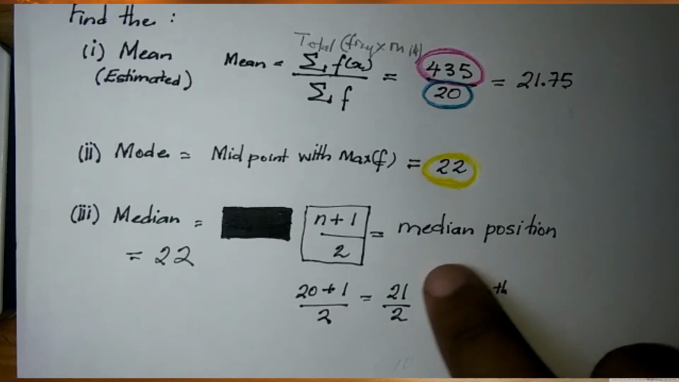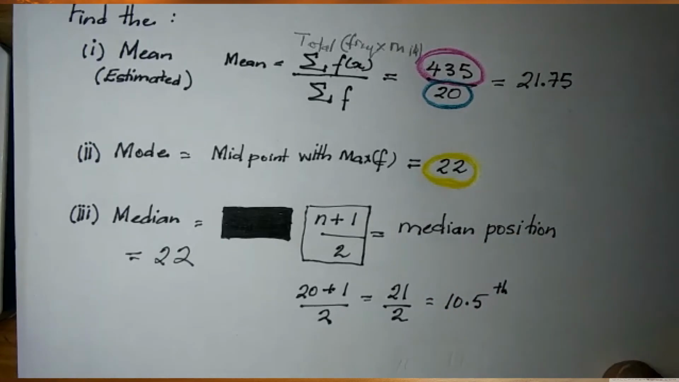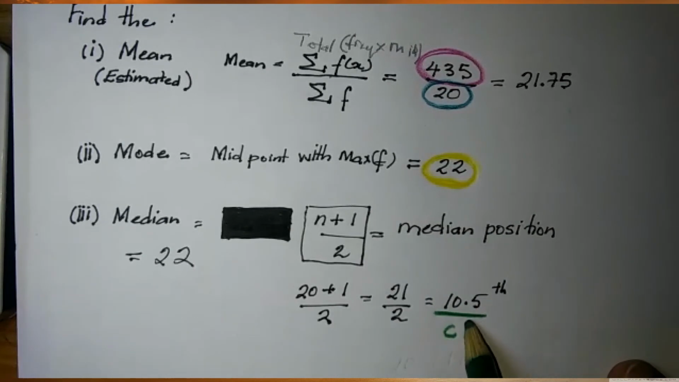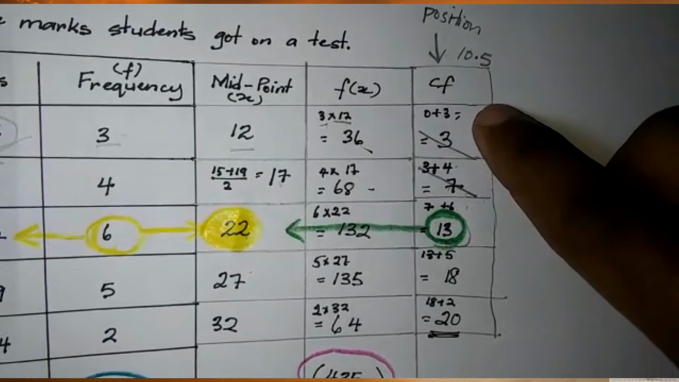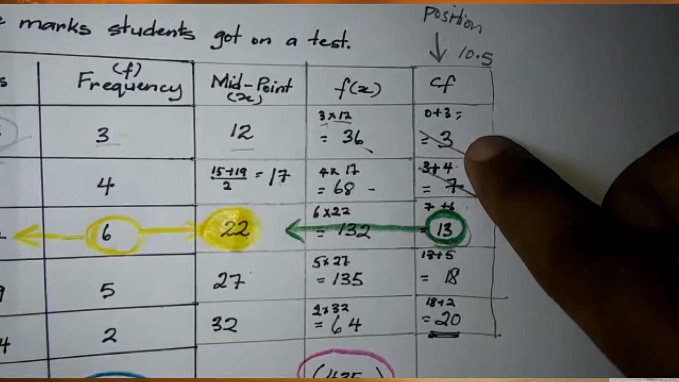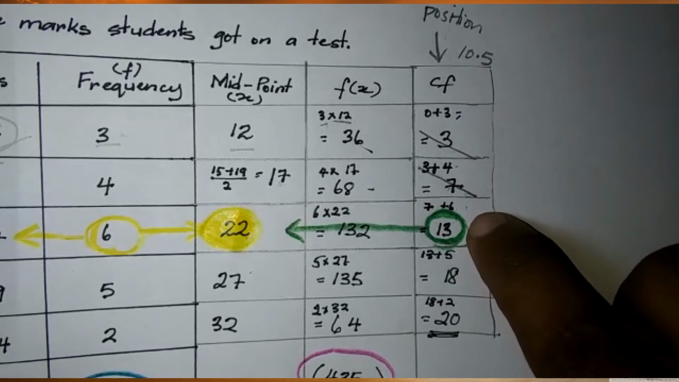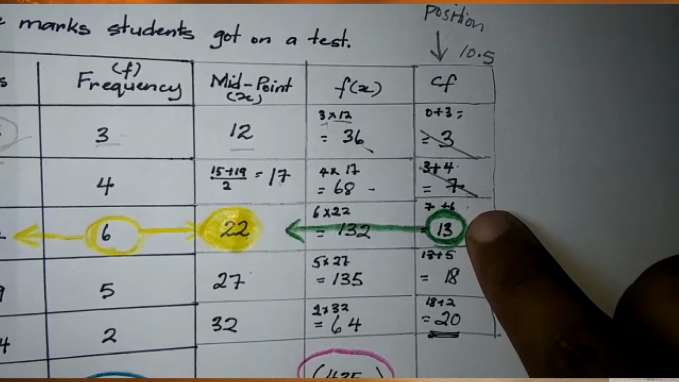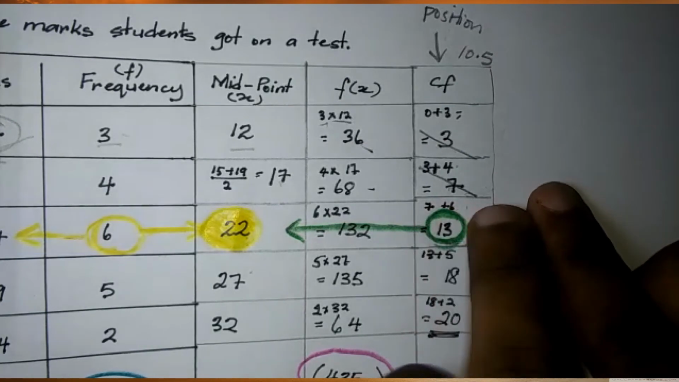So we have to look for 10.5 on the cumulative frequency. You have to look for that 10.5 under the cumulative frequency column. So you go up to the cumulative frequency column and look for where 10.5 would be. 10.5 is bigger than 3. It's bigger than 7, but it's less than 13. So the 10.5 falls somewhere inside this region.